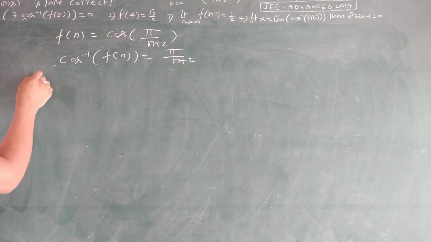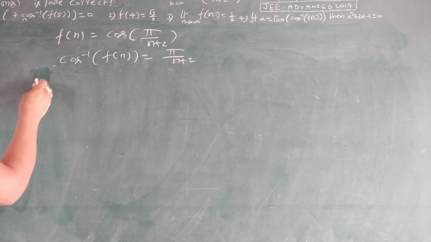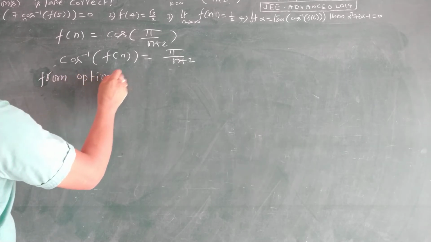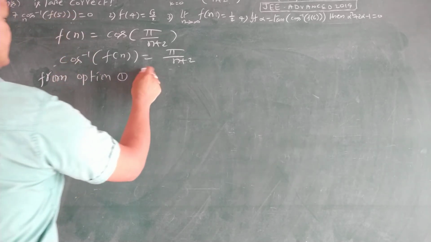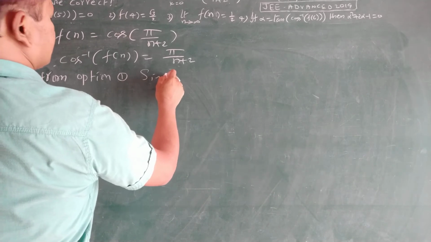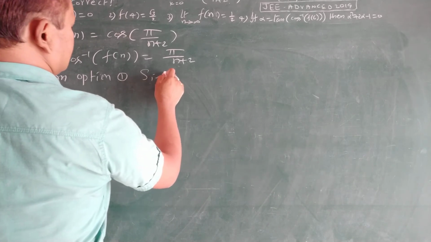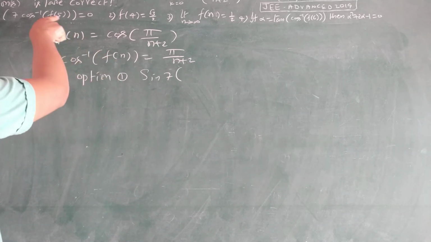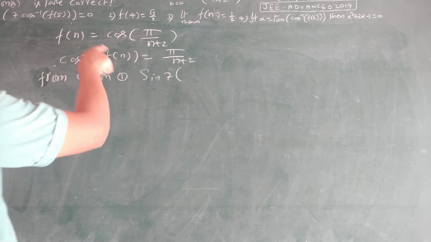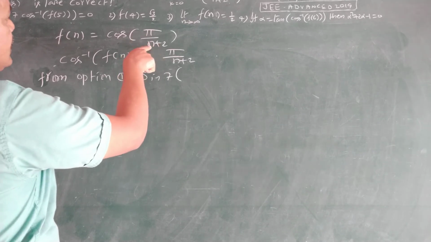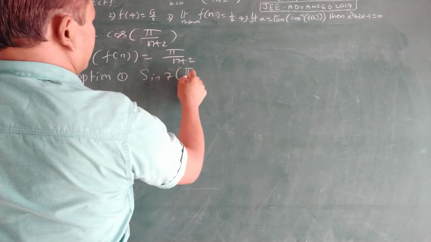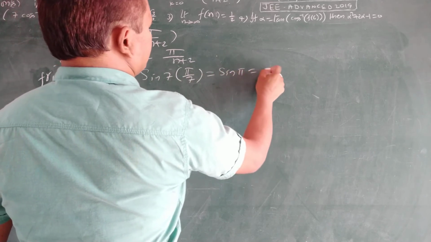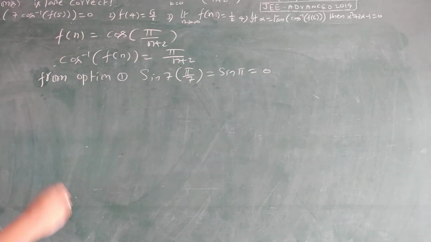Now from the first option, from option 1, that is sine of 7 cos inverse f of 5. Cos inverse f of 5 means f of 5 is pi by 7, so it is pi by 7. So 7 gets cancelled, it is sin pi. So sin pi is equal to 0. So the first option is correct.